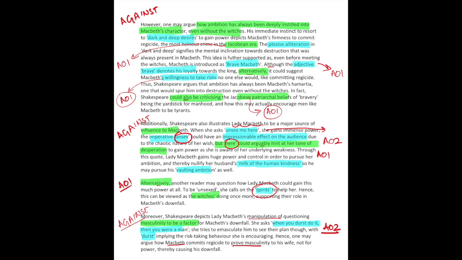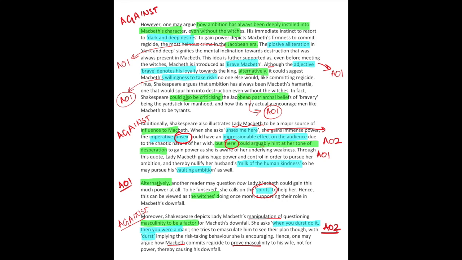Thus, Shakespeare argues that ambition has always been Macbeth's hamartia, one that would spur him into destruction even without the witches. In fact, Shakespeare could also be criticizing the Jacobean patriarchal beliefs of bravery being the yardstick for manhood, and how this may actually encourage men like Macbeth to be tyrants. Additionally, Shakespeare also illustrates Lady Macbeth to be a major source of influence to Macbeth. When she asks, "Unsex me here," she gains immense power.